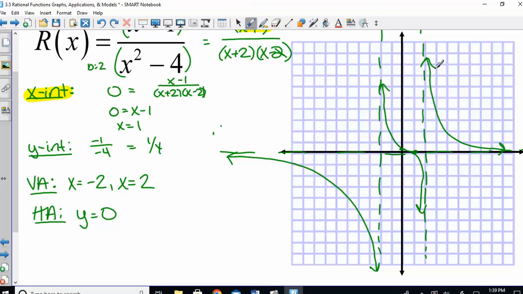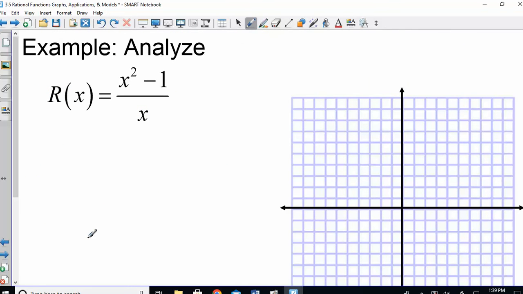So at this point, I've taught you everything. We're just practicing, okay? I have nothing new to throw at you. We're just going to keep practicing until we feel okay with it. So let's take a look at this one.